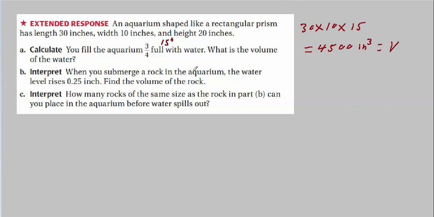So what we have to do, we could do it both ways. We've already figured this out, now we could figure it out with a water level of 15.25 and then subtract the first volume. But that would be the same as figuring out what the volume is of, say, a thin slice of water that was 30 inches long, 10 inches wide, and 1/4 of an inch high. Let's do it that way. So, if we assume that the volume of the water displaced is exactly the same as the volume of the rock, it is 75 cubic inches.